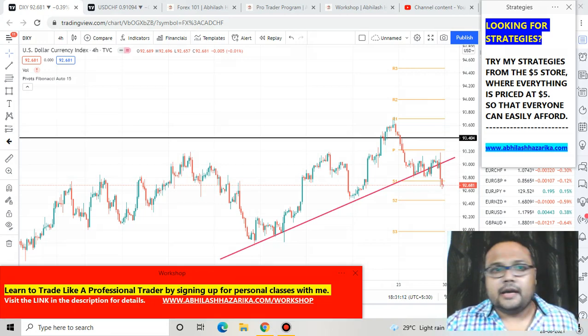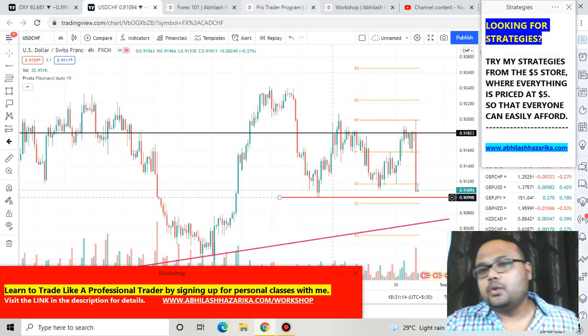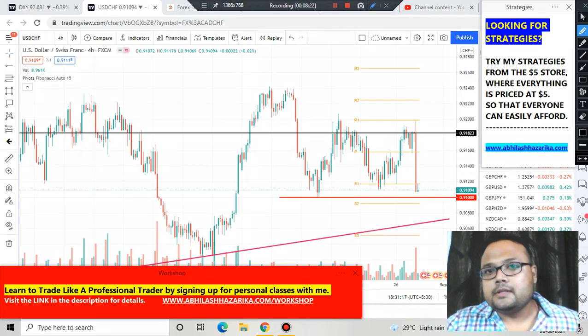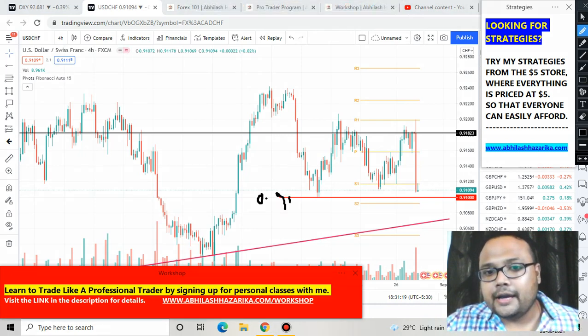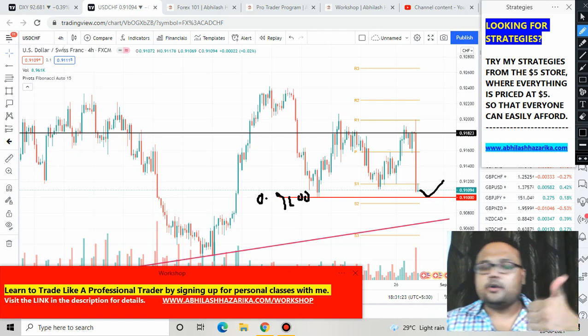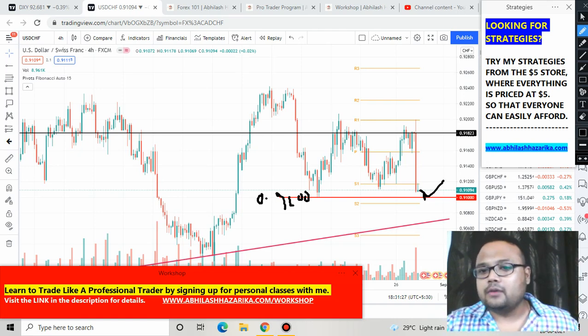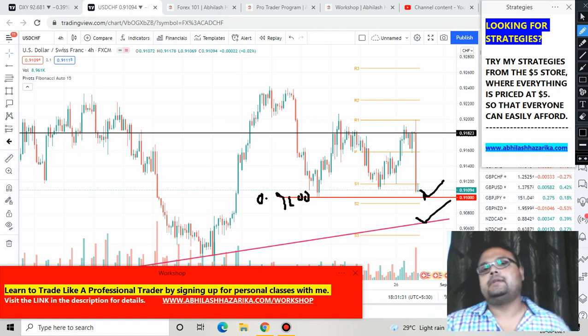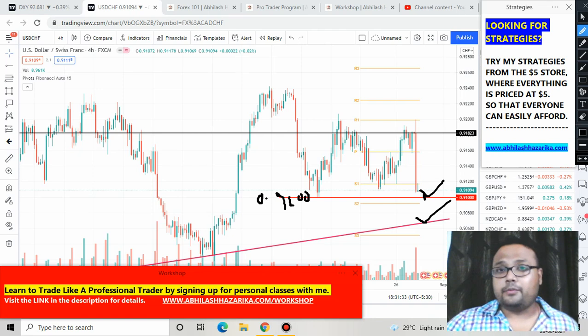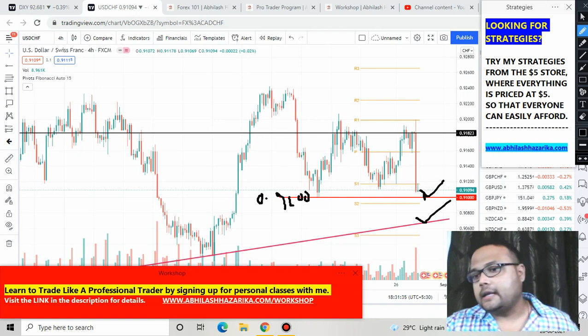That's it. And to bounce from here, we have two levels. 0.9100: if it bounces from here, well and good, you can go for buy. On the other hand, if it fails to hold the support level and goes down, then there's a possibility that the market will bounce from this trend line. So these are the two trading opportunities for Monday right now.